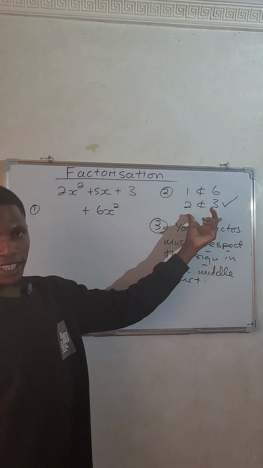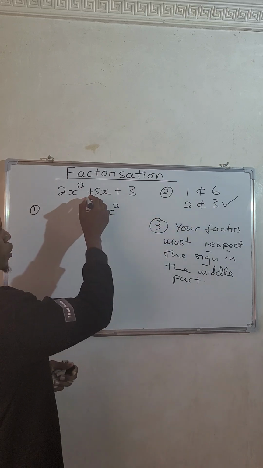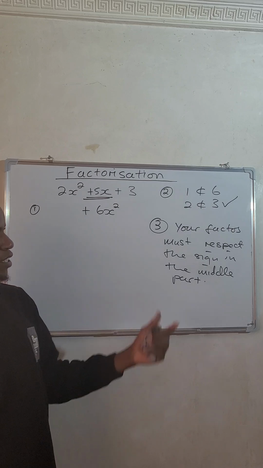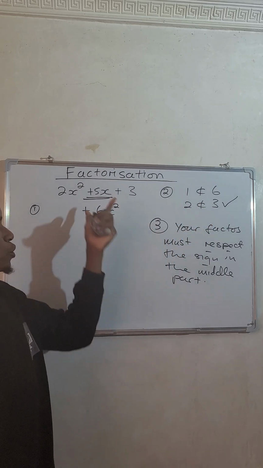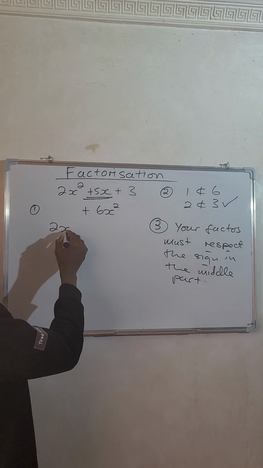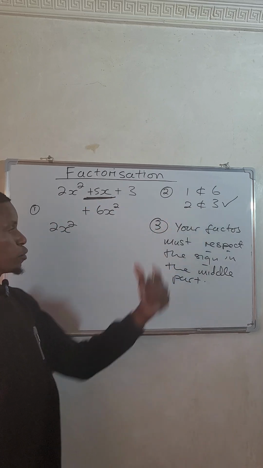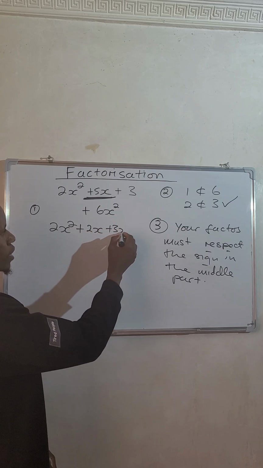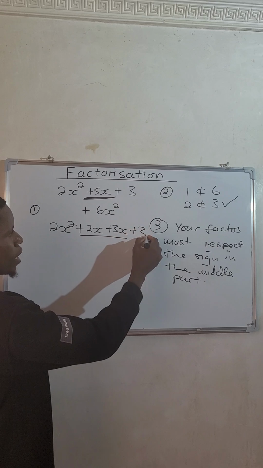Once you choose your factors, the next step is to look at these factors and this middle number. You can see that 2 plus 3 gives you 5. But 5 is positive, which means both factors are supposed to be positive. That's the only way you can get positive 5. So what do you do next? You write 2x squared and you replace this middle part with 2 and 3. So you add 2x and you add 3x. I just replaced the middle part, but I will get 5x, as you can see, plus 3.